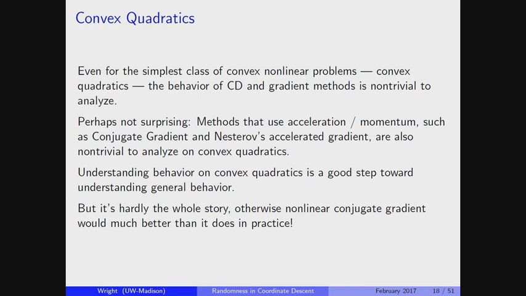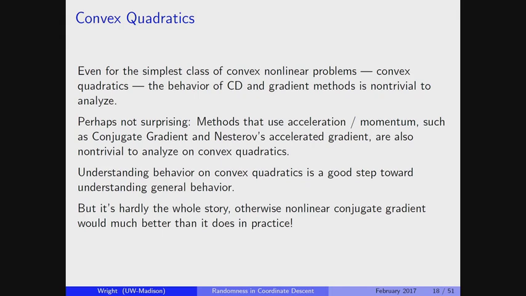But I guess that's not surprising because, as we all know, analyzing the behavior of the conjugate gradient method on a convex quadratic is also very technical. Entire books have been written about the properties of conjugate gradient on a convex quadratic. So I guess it's not terrifying to know that even this case gets pretty tricky. And as I said, it's a good step towards understanding global convergence behavior. It hardly tells the whole story.